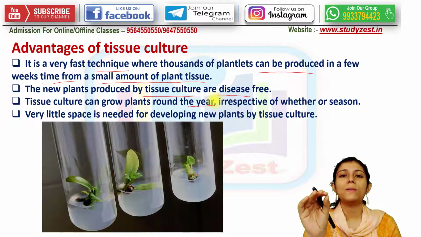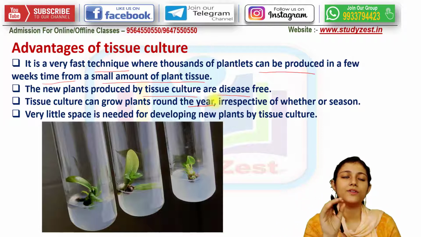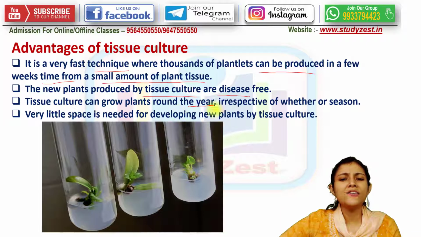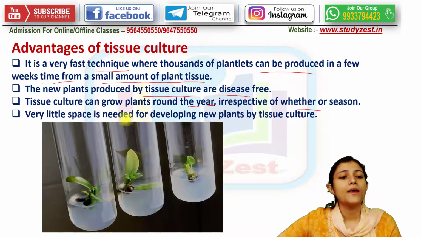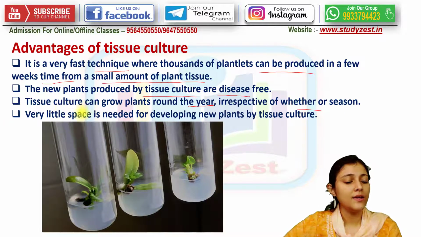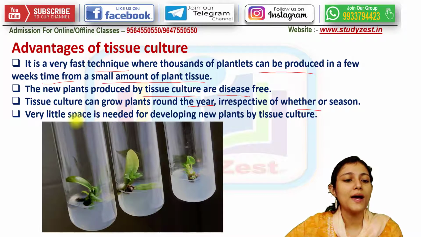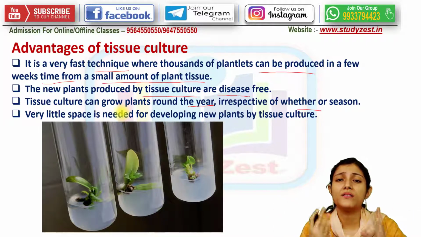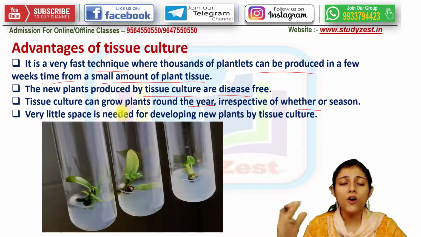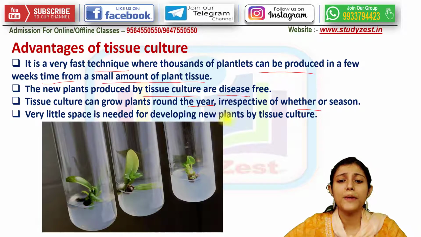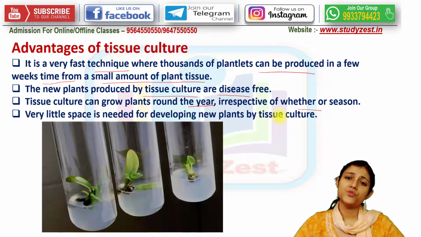You have to just give the proper requirement. If the callus tissue is getting the requirement accordingly, you will get the result irrespective of weather season. Even throughout the year tissue culture makes it possible to grow new plants, and very little space is needed. You don't need vast acres of agricultural fields and all. Only one lab is enough to produce thousands of plantlets. So space is also a factor. Very little space is needed here for developing new plants by tissue culture.